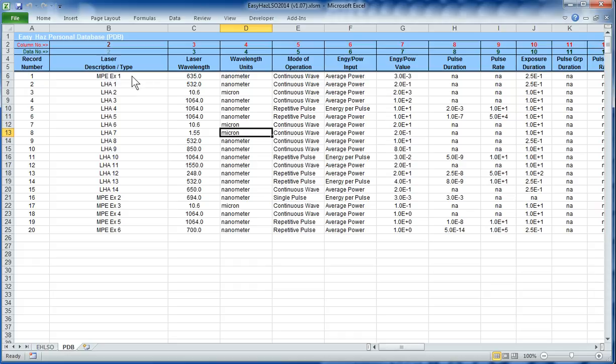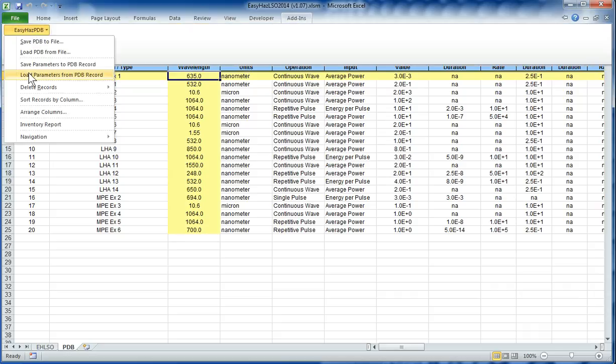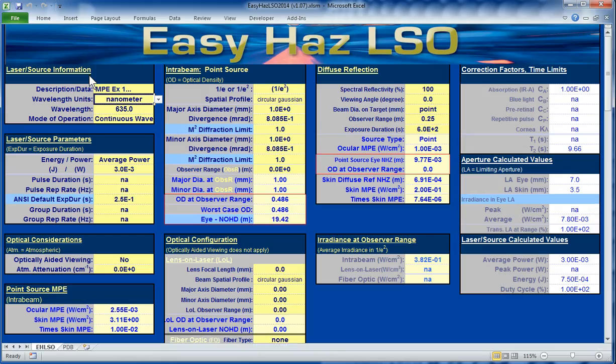If I want to load the input parameters of the first row here, which we call a record. So every row is a record. So this is record 1, record 2, record 3. I click somewhere on the row that I want to load. You'll notice it's highlighted. I go back to the menu and I say load parameters from PDB record. And it puts the parameters in. So this is our 635 laser. It's in nanometers.